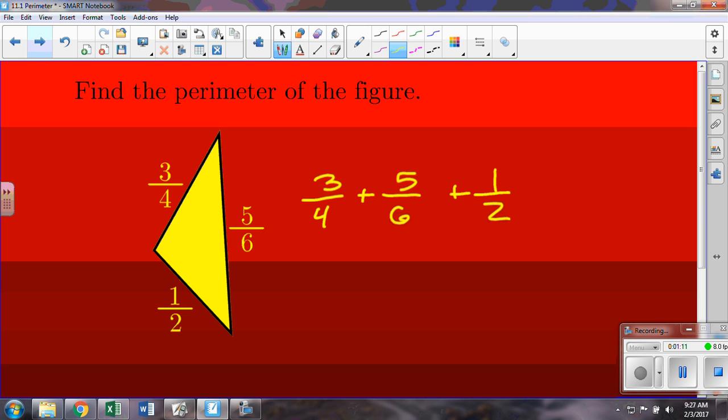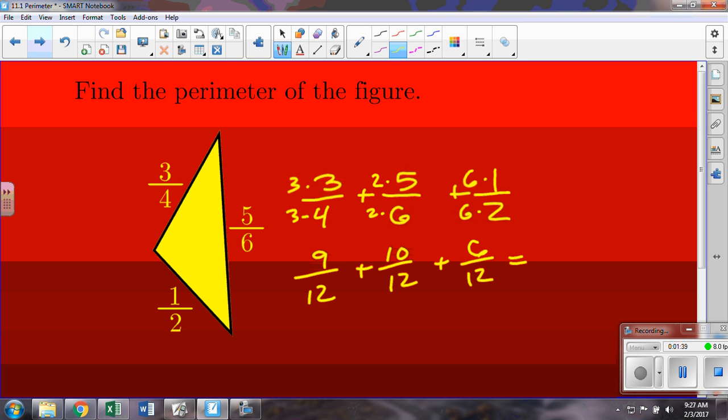Of course, we said you have to have the skill to add the fractions because now we actually have to add the fractions. So running through those, we know that we need to have a common denominator. So 4, 6, and 2 can all be turned into 12. So we'll multiply by 3 to get 9 over 12. Multiply by 2 and get 10 over 12. And when we multiply by 6, we get 6 over 12.